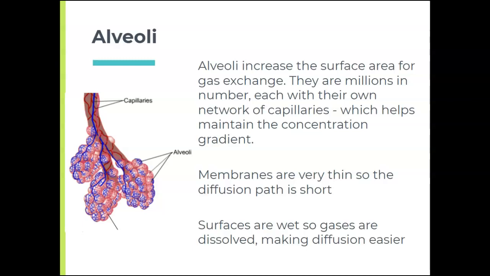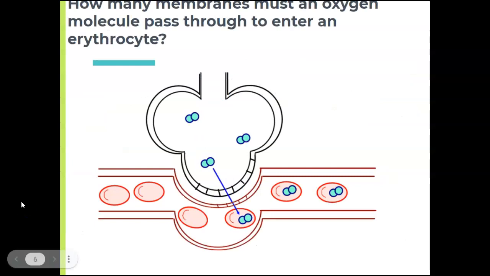Well, it doesn't take any energy because it's diffusion, but it doesn't take any real effort on the cell's part to get the oxygen and the CO2 through these membranes because they're so thin. They're about 1 cell thick. And again, the surfaces are wet, so the gases are dissolved, which just makes sense. Must an oxygen molecule pass through to enter an erythrocyte?